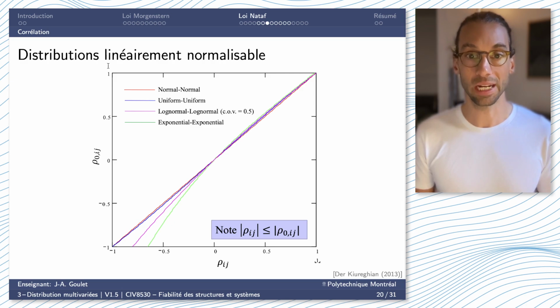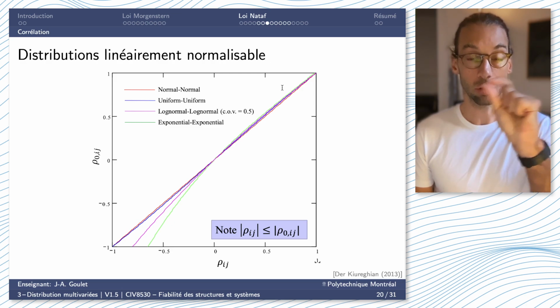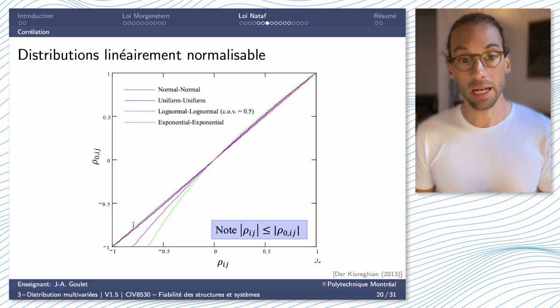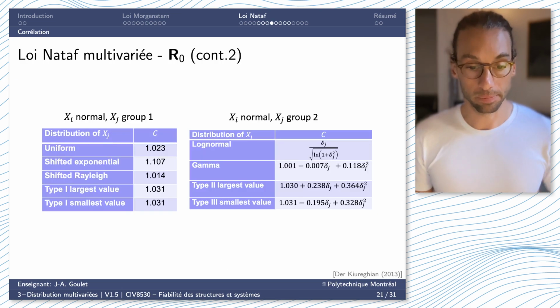If you look here at a visual representation of the relationship between rho ij and rho 0 ij, so this is for the standard normal space, this is for the original space, we see that there's a very close correspondence between the two. In the positive domain, the two correlation coefficients are going to be negligibly close to each other. We might see some discrepancy if we go in the negative domain.